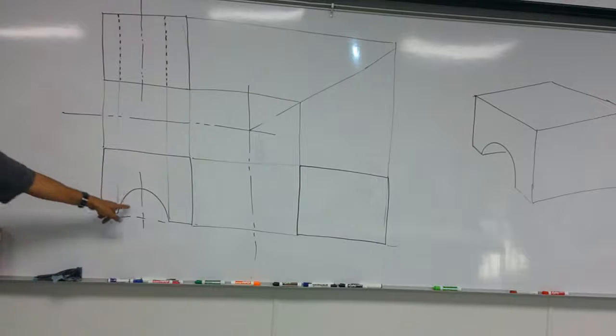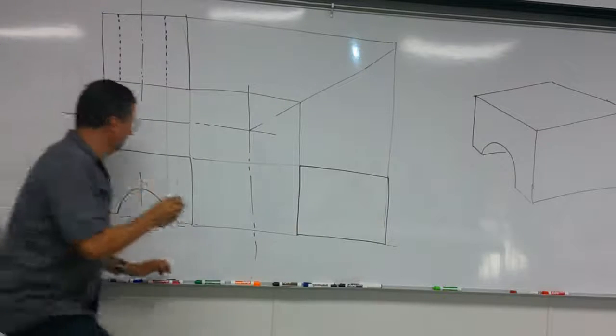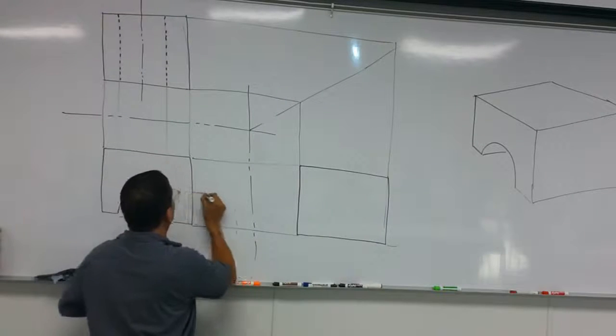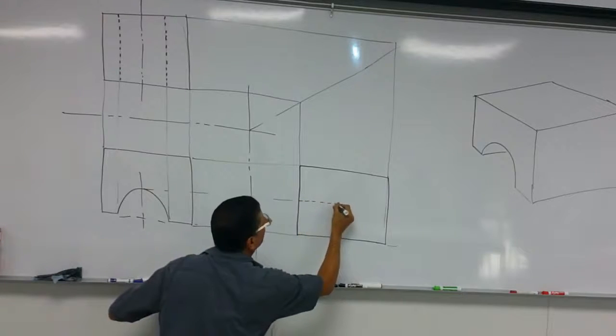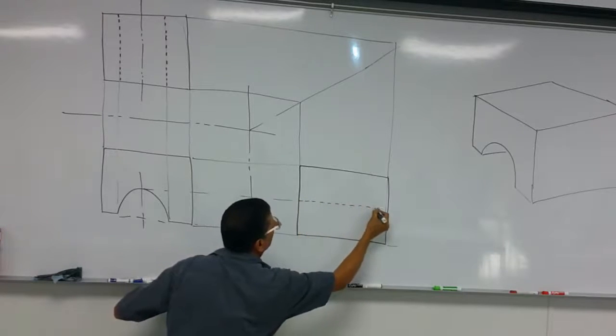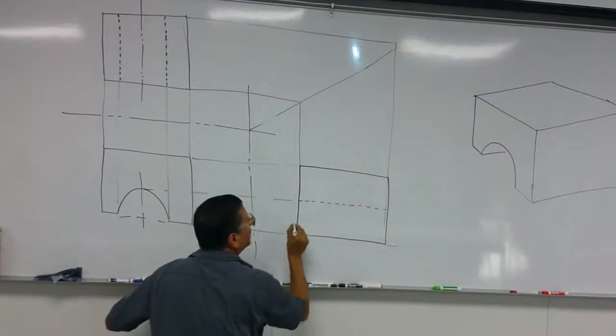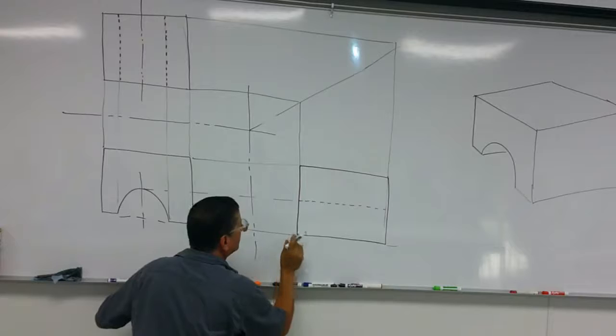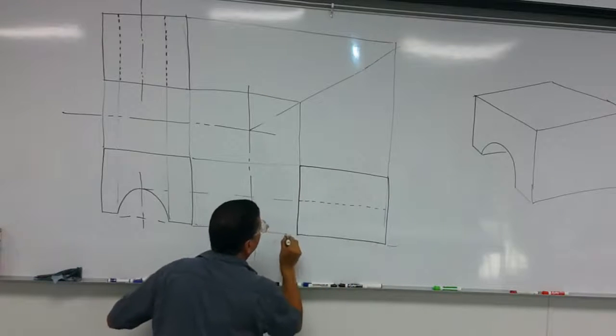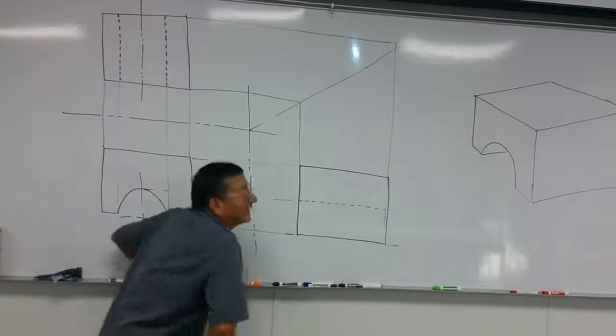Okay, what about this one over there? What about this? Invisible. And you have a center line, but because it's a circle, the center line is on the bottom. That's clear, my friends?